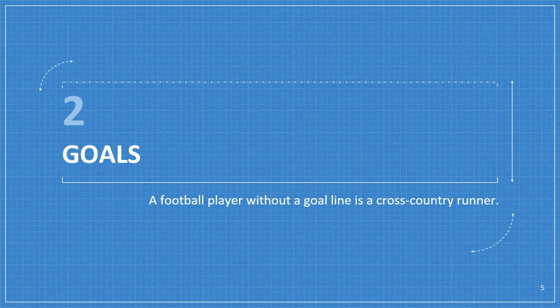Number 2, goals. A football player without a goal line is a cross-country runner. You can't tell if an event is effective or not if you don't have a target to aim at, and most events will have more than one. So how do you determine what makes a good goal?